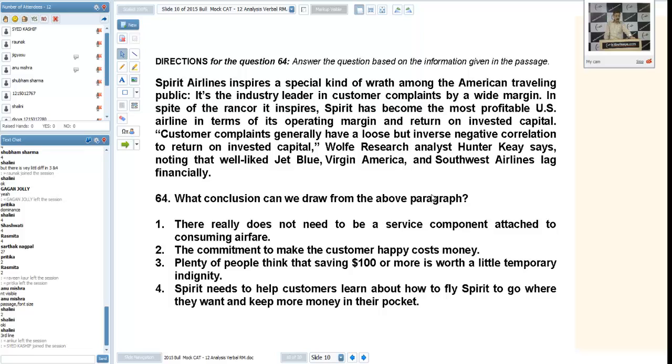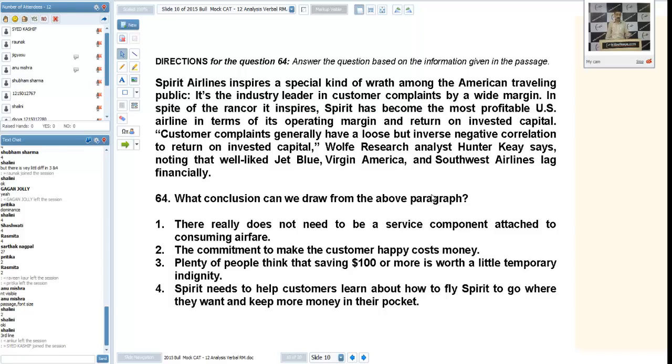In spite of the rancor, the harshness or rudeness it inspires, Spirit has become the most profitable US airline in terms of its operating margin and return on invested capital. That means they invest less and get more out of it, in spite of the fact that most of the people are not happy with this airline.